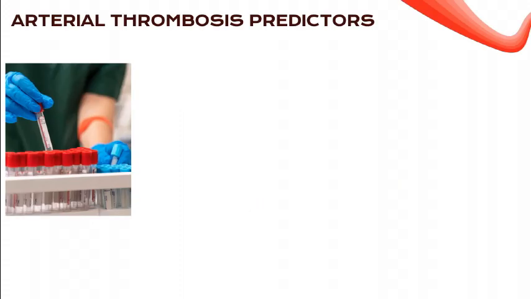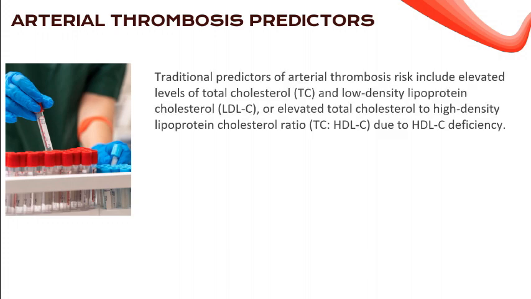Arterial thrombosis predictors, decoding the clues that our arteries hold. Stick around for some groundbreaking insights. Arterial thrombosis, the stealthy culprit behind conditions like heart attacks and strokes. Let's uncover the predictors that often play hide and seek with our traditional understanding.